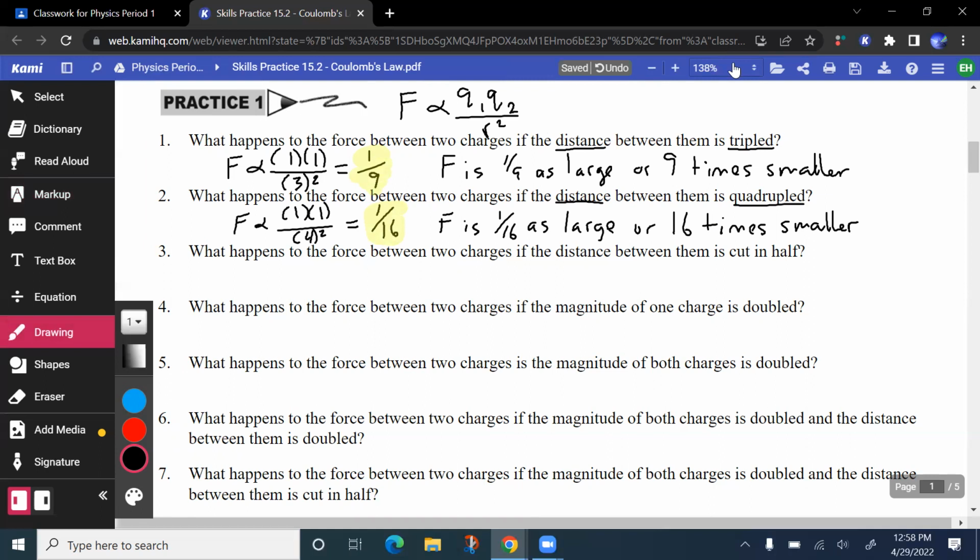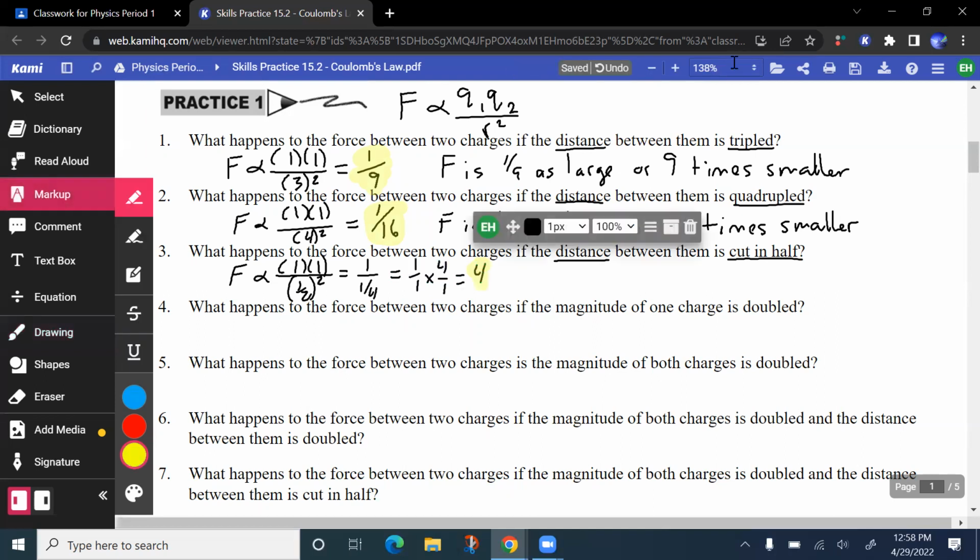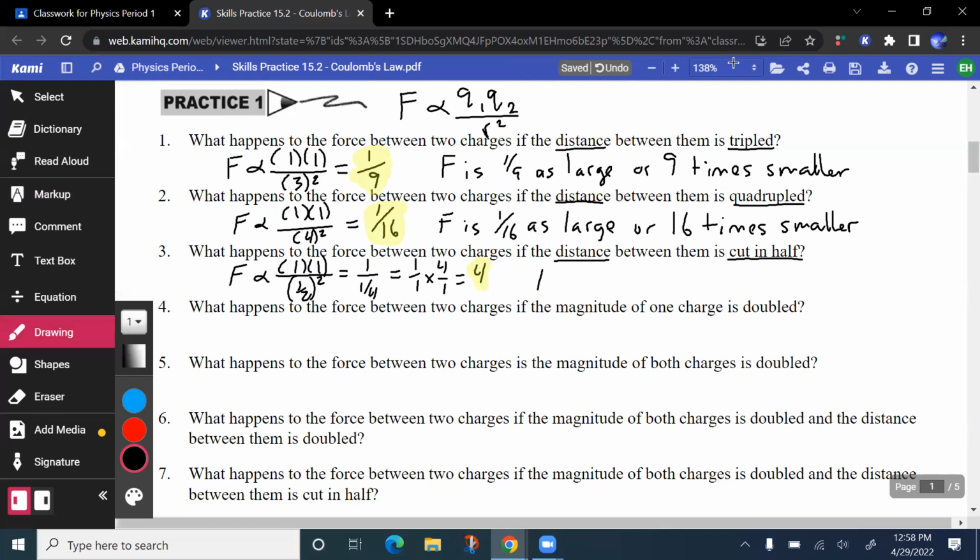Okay, number 3, what happens to the force between two charges if the distance is cut in half? So F is proportional to 1 times 1, because again, the charges do not change, but the distance between them is cut in half. So I'm going to replace R with a half, and don't forget to square that. Well, 1 times 1 is 1, and 1/2 squared is 1/4. Now, when I take 1 divided by 1/4, that's the same thing as multiplying by 4. That would be 1/1 times 4/1, which is really 4. I get a value of 4. So what does that mean? It means the force is quadrupled. It's 4 times larger.